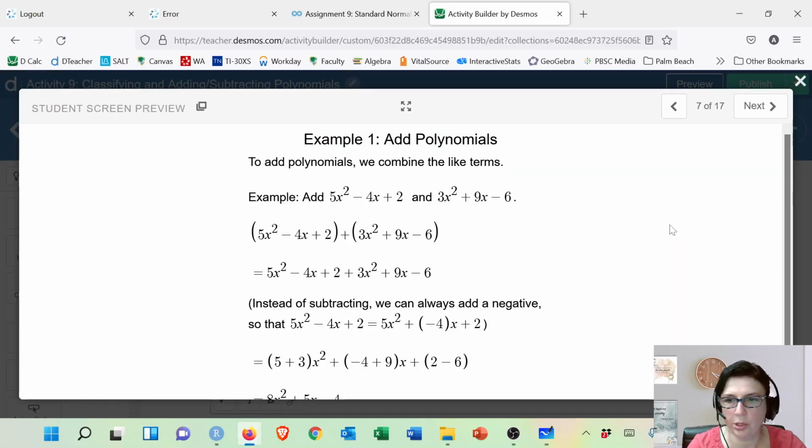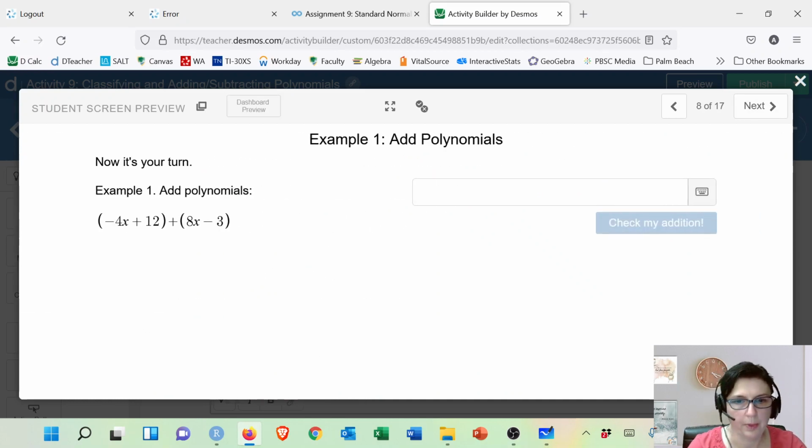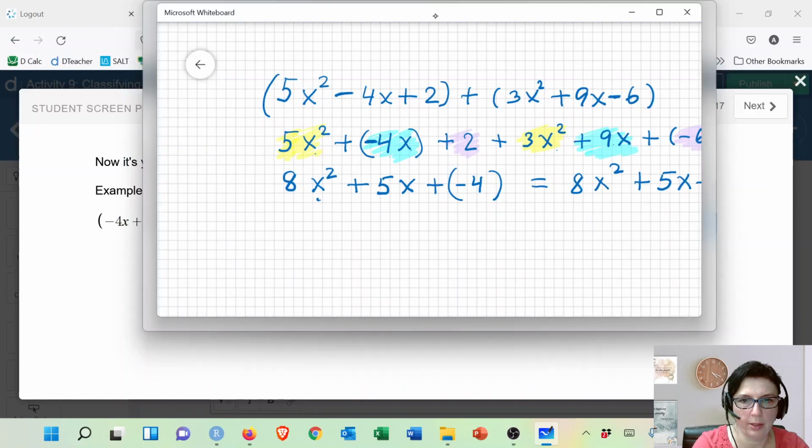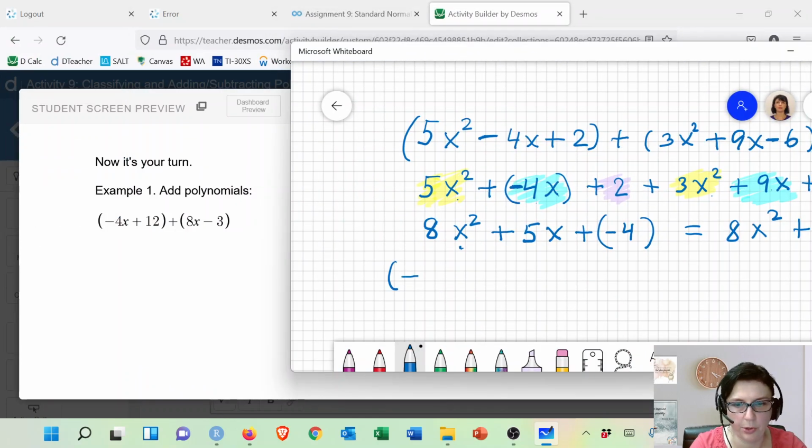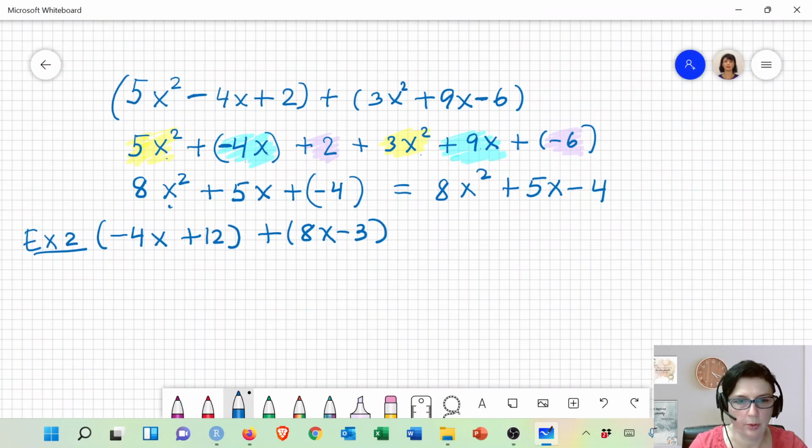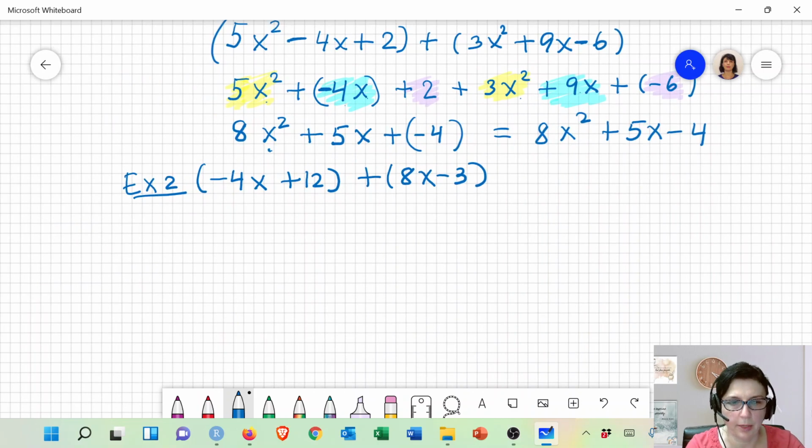Okay, now let me just look at one more example. Okay, so let's just say we want to do something like this. So we also add in polynomials. So I got negative 4x plus 12 and then plus 8x minus 3. Okay, so this is my example number 2. So what do I do with that? First of all, I'm going to ask myself, do I have any subtractions? Because I don't want them. So first negative 4x, that's not a subtraction, that's just a minus in front of it, plus 12 plus 8x, but then right here, I've got minus 3, right? That's subtraction. So instead of subtracting, I'm going to add a negative.